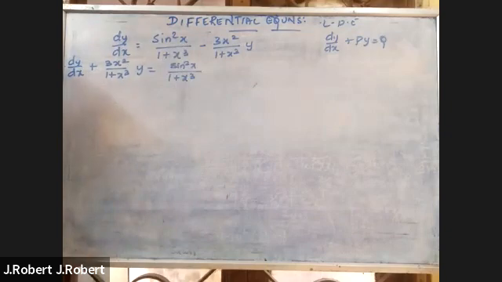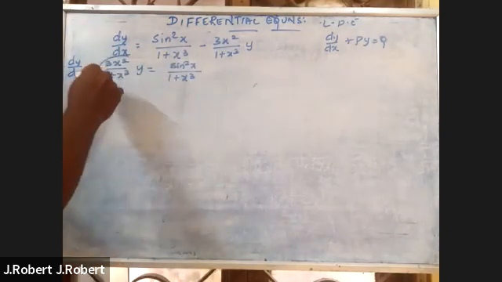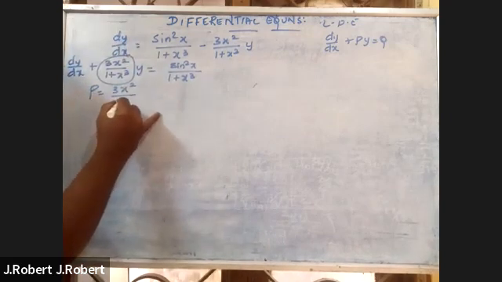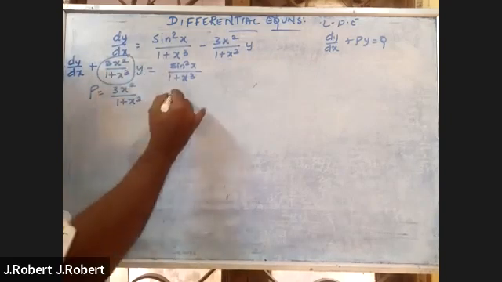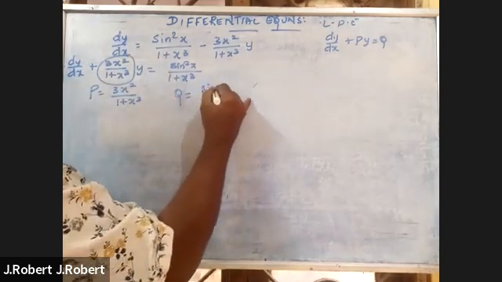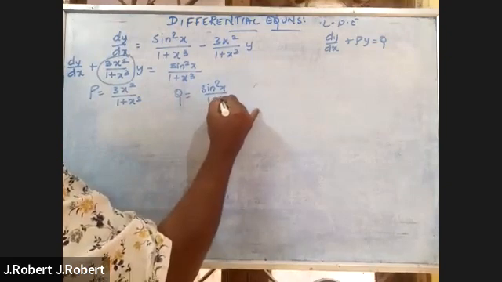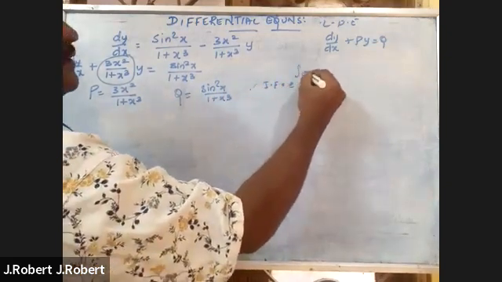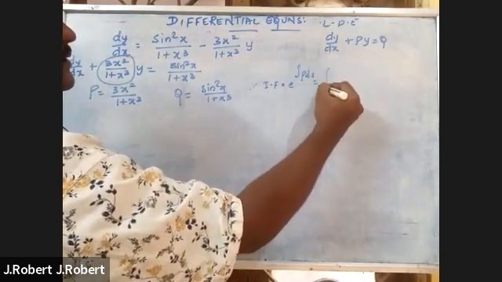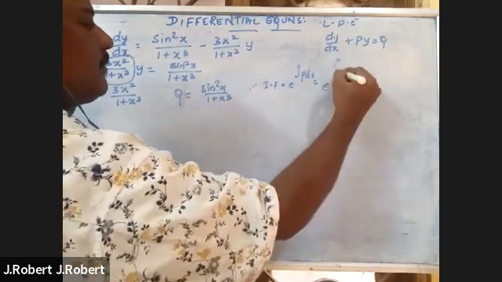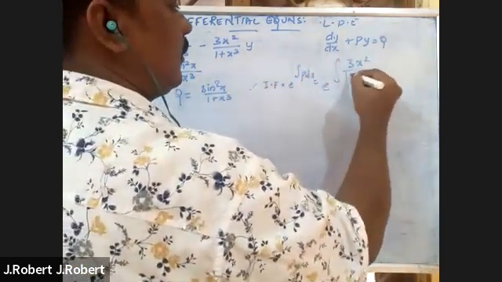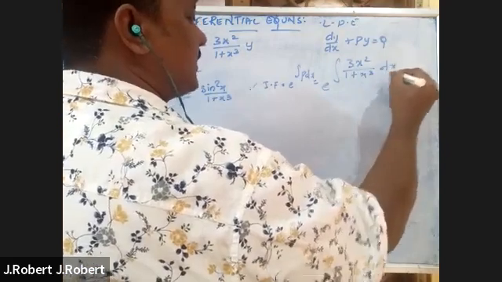This is of the form dy by dx plus py is equals to q. You can take p as 3x square divided by 1 plus x cube, and you can take q as sine squared x divided by 1 plus x cube. First of all, we have to find out the integrating factor, which is equals to e power integral p dx. So we can write e power integral 3x square divided by 1 plus x cube into dx.